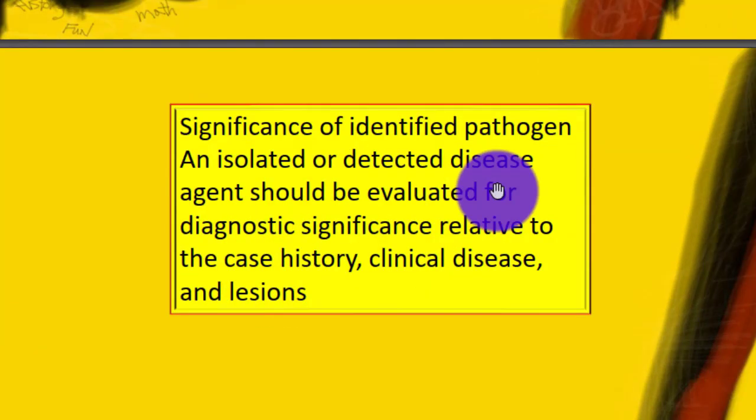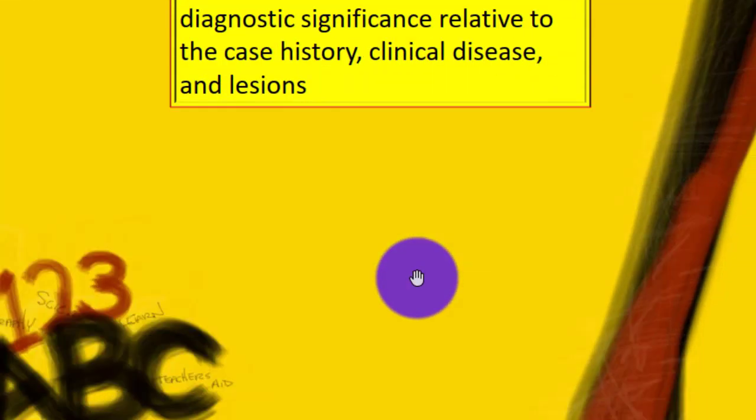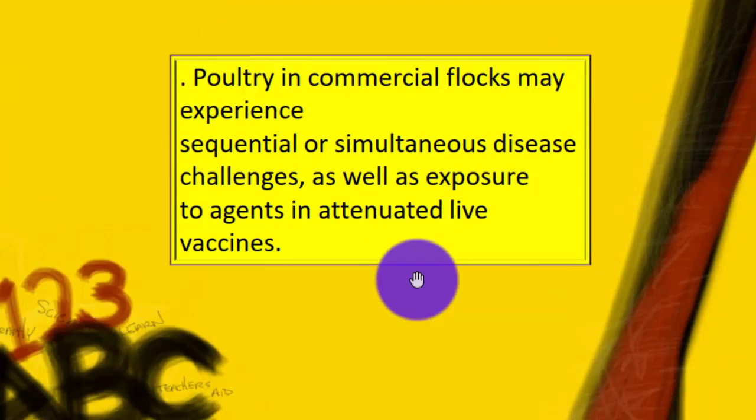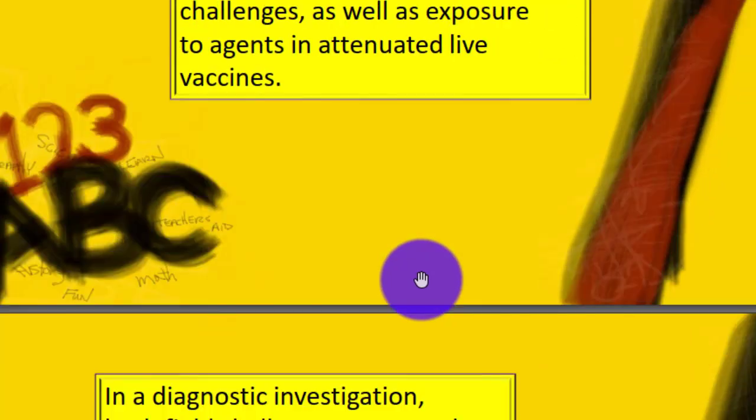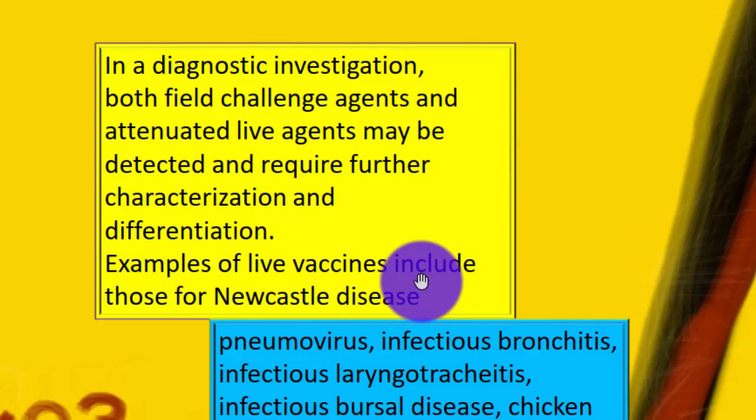The significance of an identified pathogen, isolate, or detected disease agent should be evaluated for diagnostic significance relative to the case history, clinical disease, and lesions. Poultry or commercial flocks may experience sequential or simultaneous disease challenge, as well as exposure to agents in attenuated live vaccine. In a diagnostic investigation, both field challenge agent and attenuated live agent may be detected and require further characterization and differentiation.